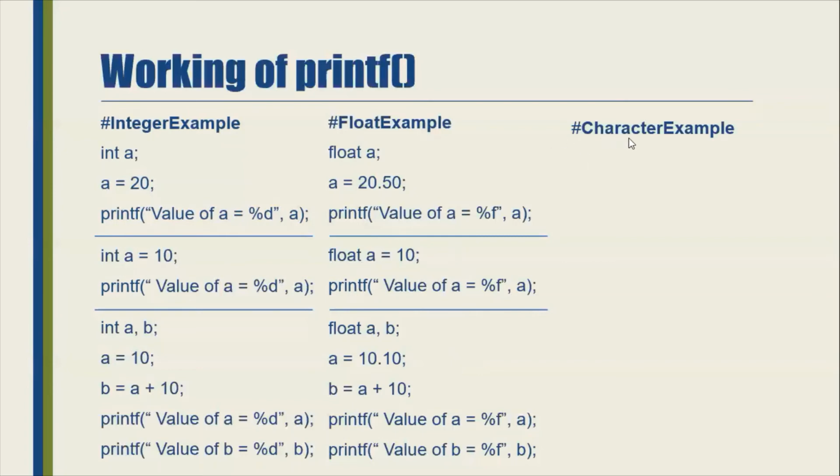The last is character. We declare a character variable a, and we initialize a equal to the alphabet a, and here we are going to print the value of a using %c. As soon as the compiler comes to the percentage, it will check for the next character, that is c. So c means it needs to print a character value. Who is going to provide me this value? The next variable after the comma, that is a. So what is the value of a? It is the alphabet a.